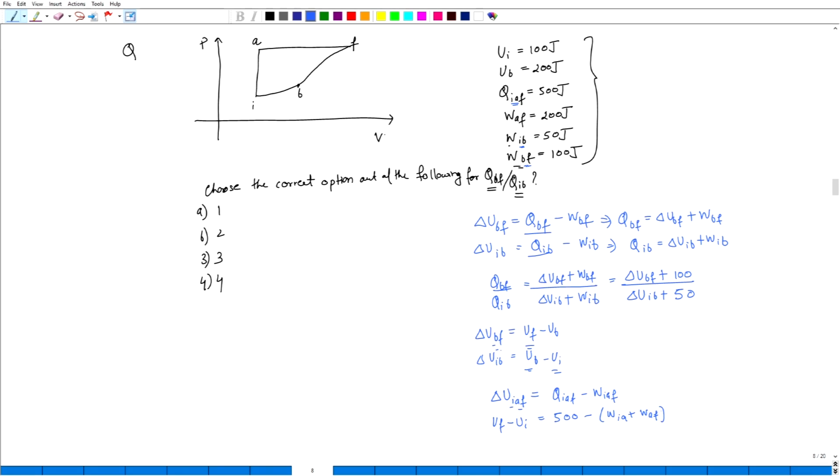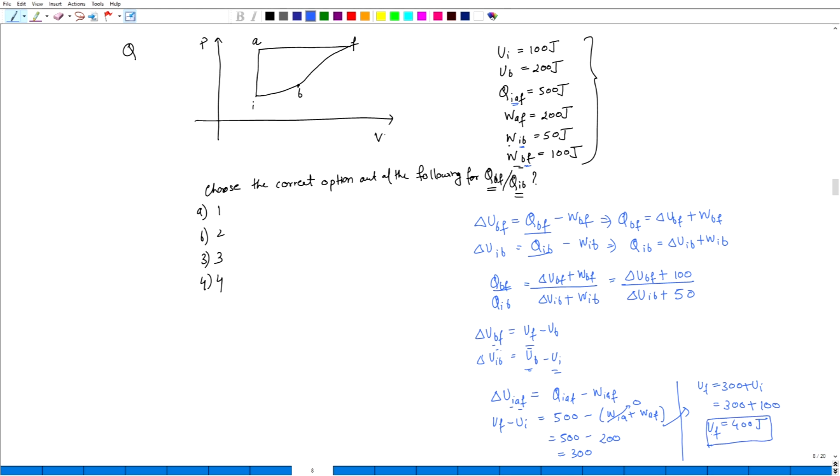Okay, so 500 minus WIAF. Now this curve is important, because V is constant in going from I to A, so WIA is 0. WAF is given already, that is 200. So UF minus UI is coming out to be 300, and I know UI, that is 100. By substituting UI, UF is equal to 300 plus 100, so that is 400 joule. So now I know UF.